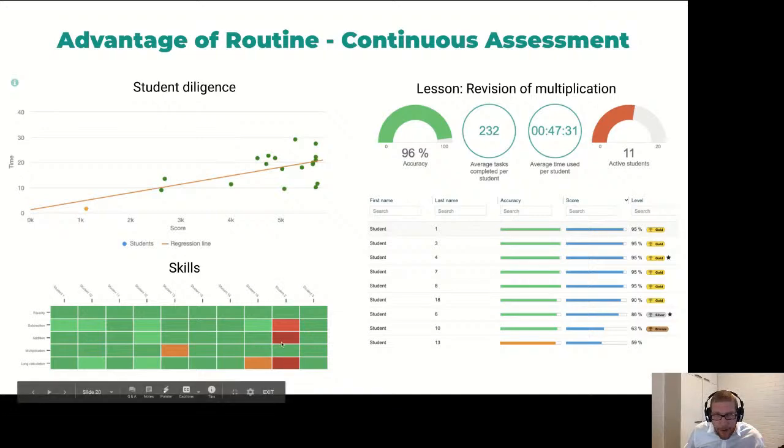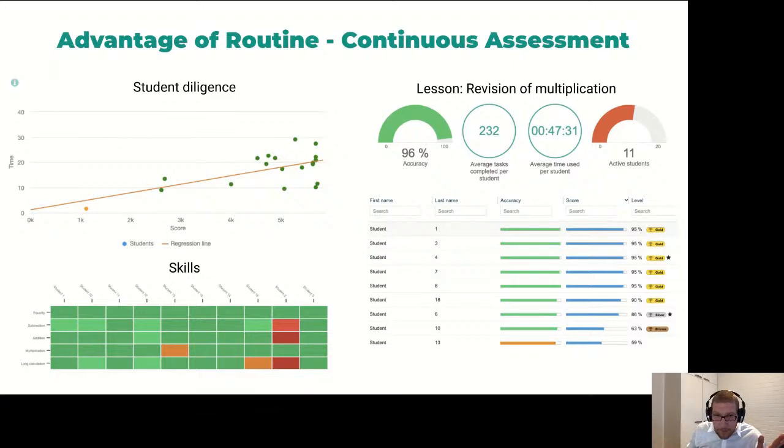So we can see a traffic light principle. In this example, the text is very small, so I'll tell you out loud. Student 2 is struggling with subtraction. Is also struggling with addition. There are some issues also with long calculations. So we know that student 2 does need help with these kinds of skills.